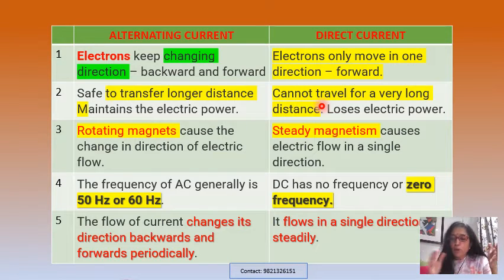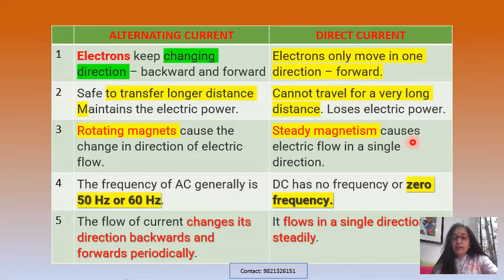What are the sources? A chota battery or that big battery, secondary cell, right? Now, can you keep a secondary cell in my house here and light up the neighbor's house? You can't. Maybe you can here, but I can't light up the next building. They cannot travel for a long distance. Alternating current is safe to transfer longer distance even between two cities and maintain electric power.